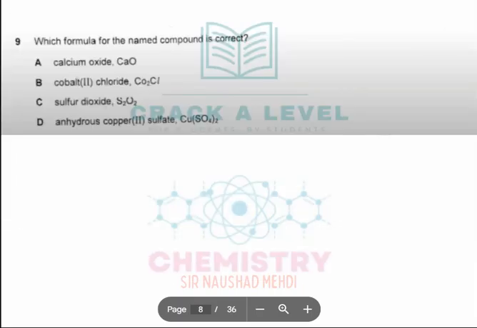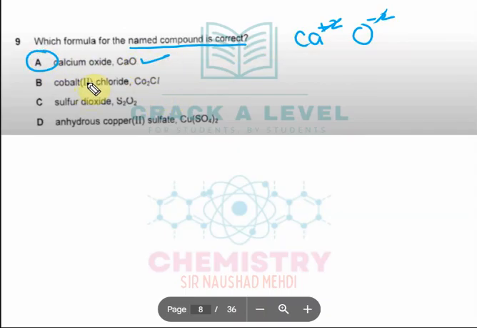Okay, MCQ number 9. Which formula for the named compound is correct? Calcium oxide. So you have to go to the periodic table. Calcium is in group 2, so it has a charge of +2. Oxygen is in group 6, so it would have a charge of -2. You will cancel it out and you will get the formula CaO. So this is the correct answer. So option A is the correct answer for this MCQ.